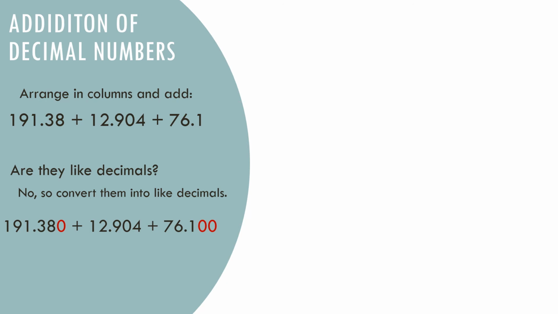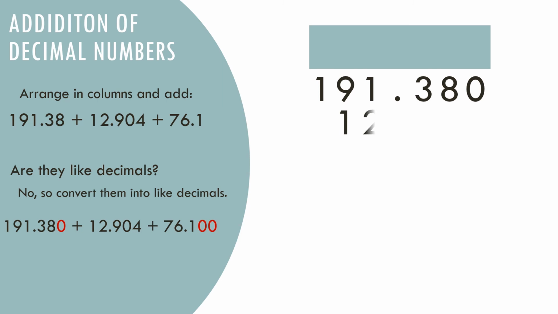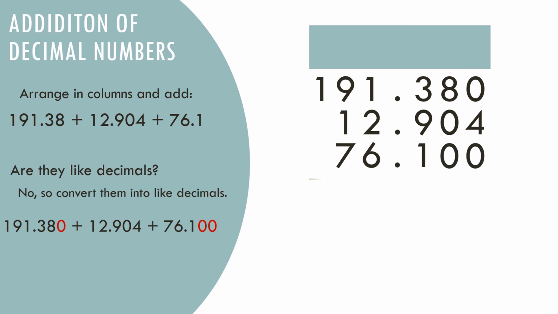So let's start adding these 3 numbers together. First, make a carry-on box. Then arrange the digits in place value columns. The decimal points should come one below the other in the column. Write 191.380. Then write 12.904. Then write 76.100. Now we draw a line so our answer can go below, and we write a plus sign on the left to show that we are adding. As usual, we start our addition from the right.